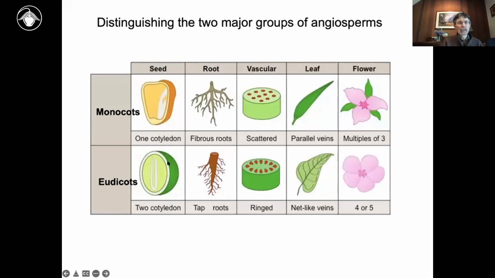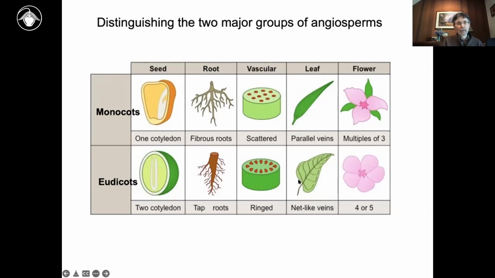But that's not an easy character to visualize. You can also tell these groups apart by their root systems and their conducting tissue, the vascular tissue in their stems, the pattern in which those are organized. But the main features you're going to look to are the leaves.